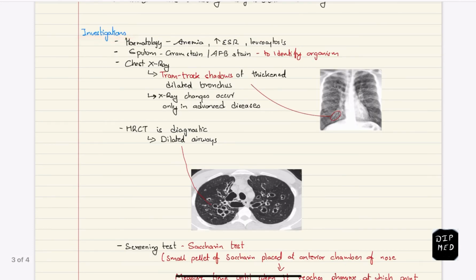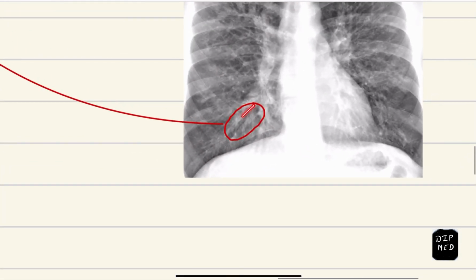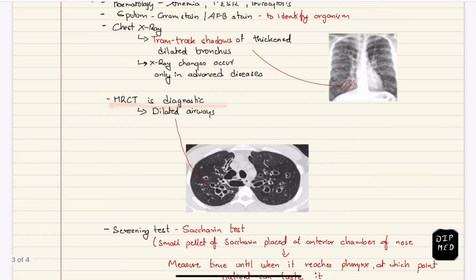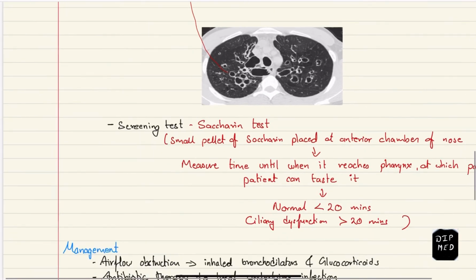Under investigation, we can do hematological tests to look for anemia, increased ESR, and leukocytosis. Sputum examination by Gram stain or acid-fast bacillus stain to identify the organism and treat accordingly. Chest X-ray reveals tram-track shadows of thickened dilated bronchus, but these changes occur only in advanced cases. Here you can see the tram-track or tram-line shadows. HRCT is diagnostic, which reveals dilated airways.